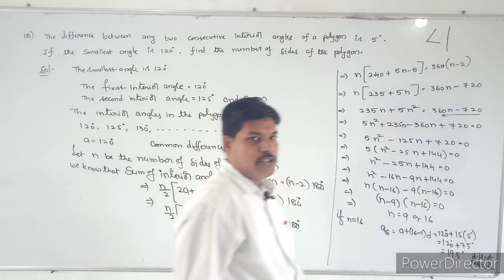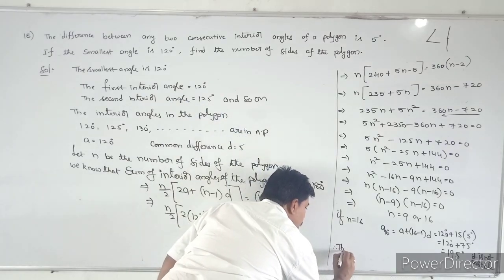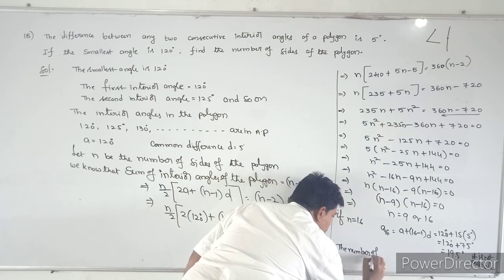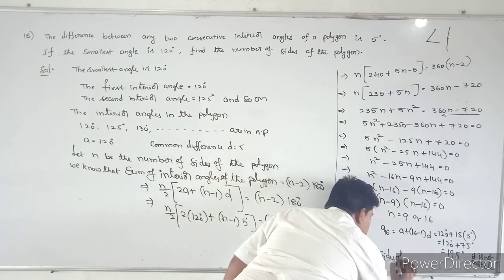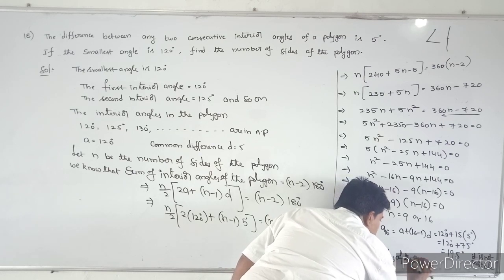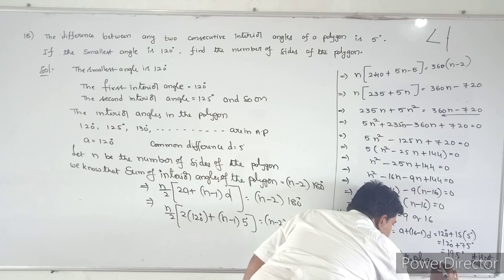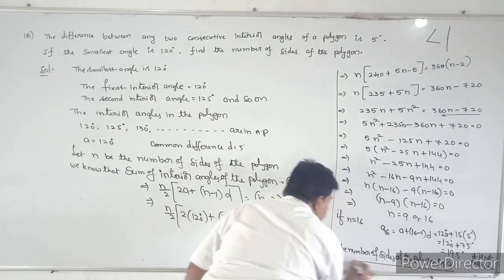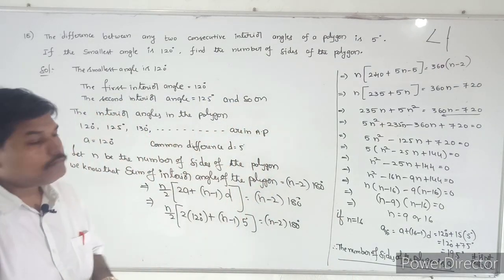It is not possible. So what can we declare? Therefore, the number of sides of the polygon is 9. See the question once again.